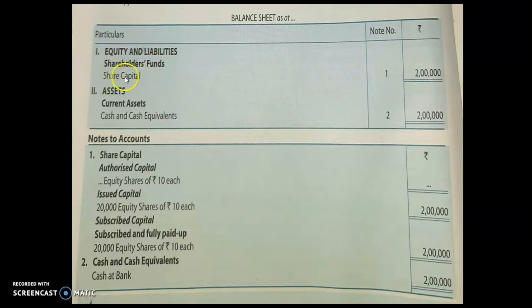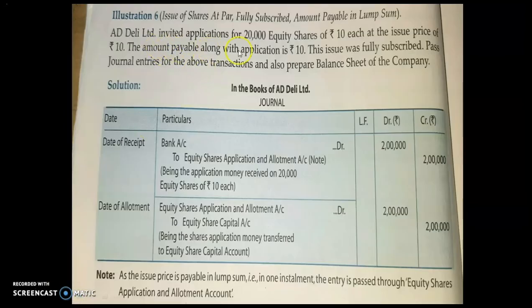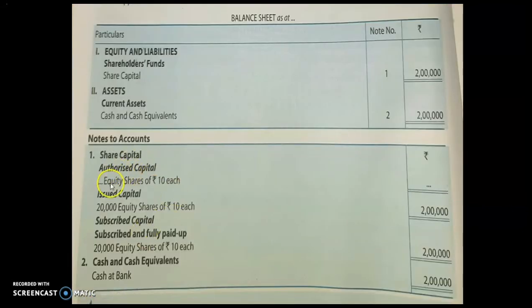In our last class, we have discussed the classification of share capital. So, note number 1. Now move to note to accounts. Here you can classify the share capital as authorized capital, issued capital, subscribed capital. Under authorized capital, if you notice, authorized capital is not mentioned in the question. So just simply put, no need to write any amount, but it should be a part of your answer.